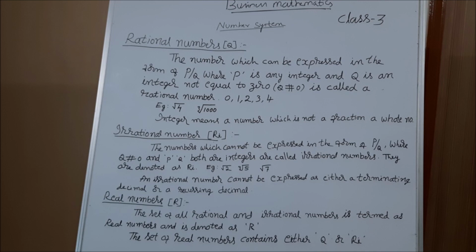The next one is real numbers, which is denoted by R. The set of all rational and irrational numbers is termed as real numbers and is denoted as R. Life is also like that. We have rational as well as irrational, that is reality. The set of real numbers contains either rational or irrational numbers.